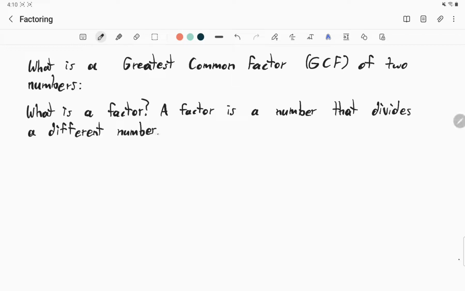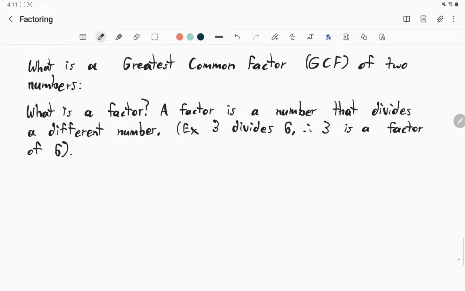Boom. Where A and B are both numbers. Anyways, so let's start with an example. Example, 3. Well, 3 divides 6, right? Therefore, 3 is a factor of 6. 3 divides 6 because 6 divided by 3 is 2. Okay, boom. Hopefully that makes sense. So a factor is a number that divides a different number, where they're all integers. We're just working with integers for now.